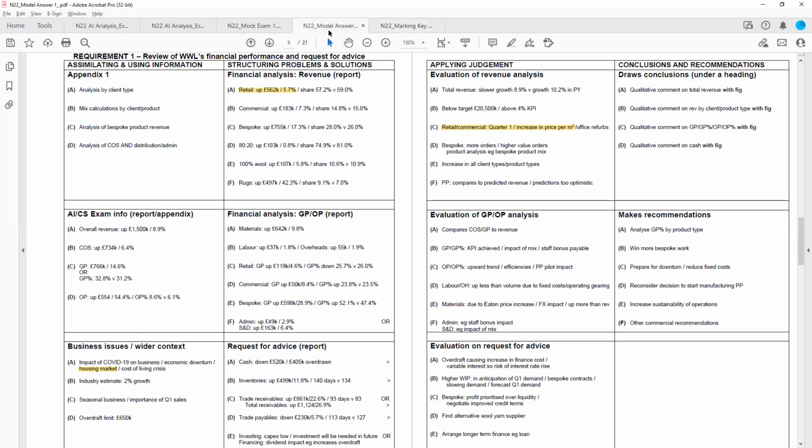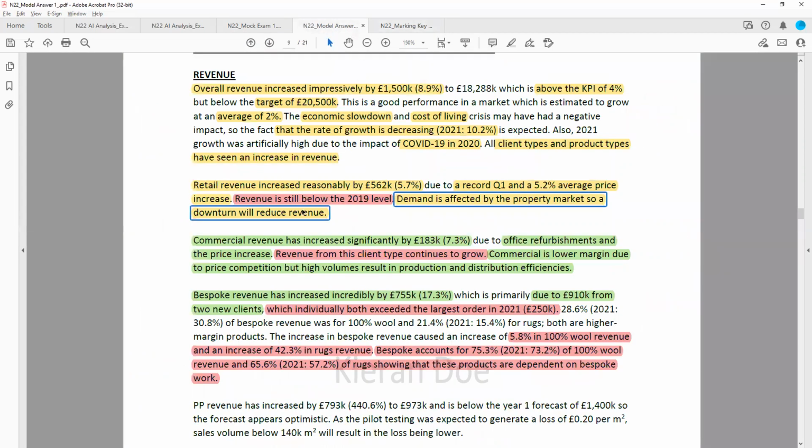There's no discretion here with the examiners. So if it's on the marking key, you get the point. If it's not, you don't. As simple as that. And then commercial, I did the same thing.